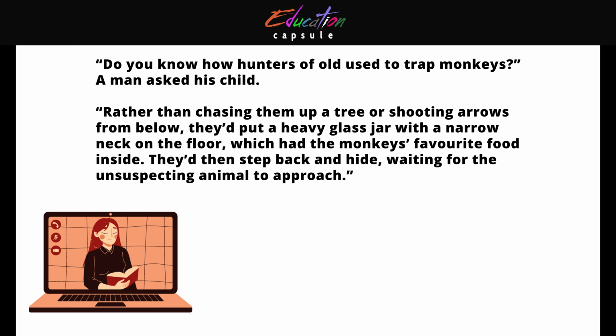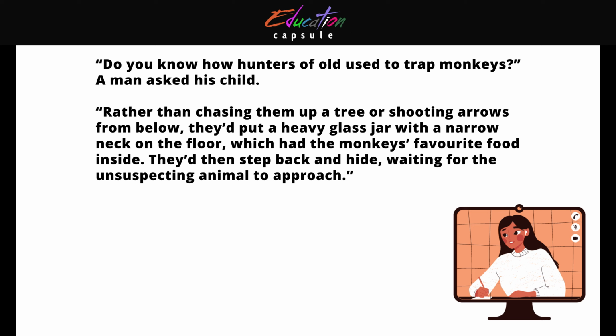Now you can go through it and then please start reading. This is a story. This is one part of the story. Okay. Do you know how hunters of old used to trap monkeys? A man asked his child. Rather than chasing them up a tree or shooting arrows from below, they would put a heavy glass jar with a narrow neck on the floor, which had the monkey's favorite food inside. They would then step back and hide, waiting for the unsuspecting animal to approach.